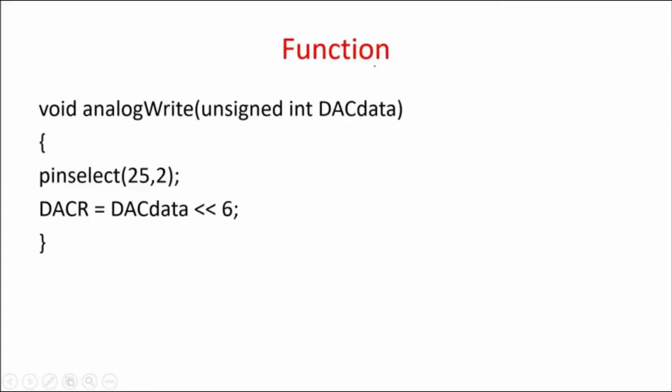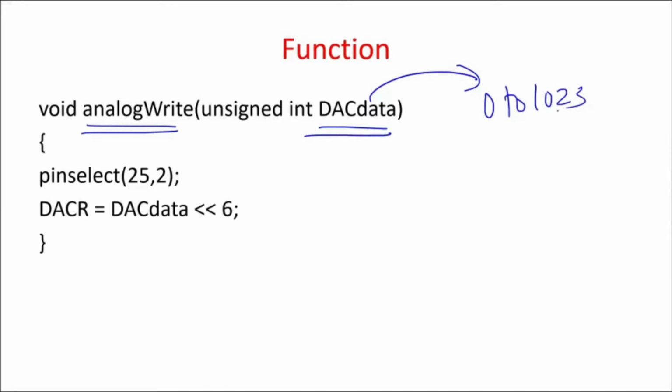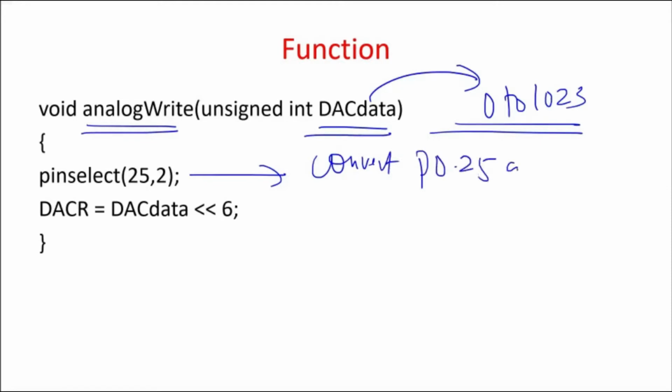So what is the only function that I would write? I will use a function called analog write or DAC write, whatever you call it. I pass a parameter DAC data. This DAC data ranges from 0 to 1023. The first job that I do is pin select. Convert port 0.25 or pin number 9 to second special function. That is the first thing that I do.